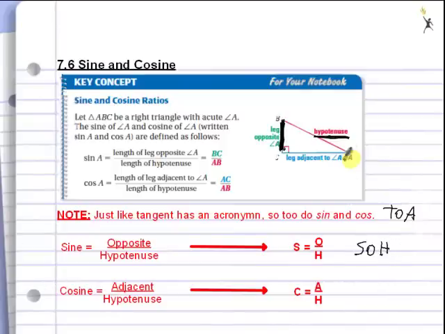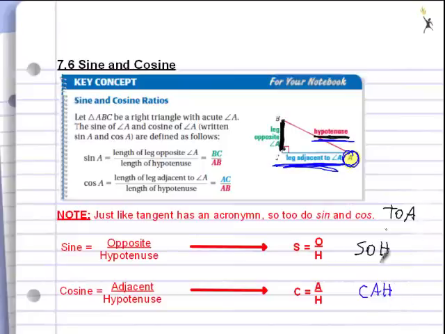Cosine, still cosine of an angle. We'll use angle A as our example. The cosine of angle A is the adjacent over the hypotenuse. You remember tangent dealt with opposite and adjacent. Sine and cosine bring in the opposite and the adjacent, but they incorporate the hypotenuse. Tangent doesn't use the hypotenuse, sine and cosine do. The cosine of an angle equals the adjacent leg divided by the hypotenuse, and so we can use C equals A over H, and we actually get CAH.